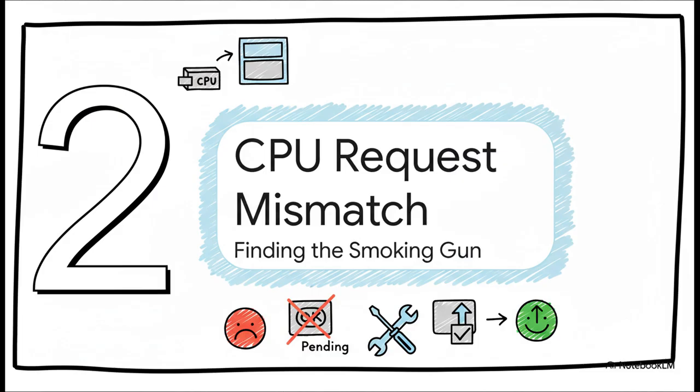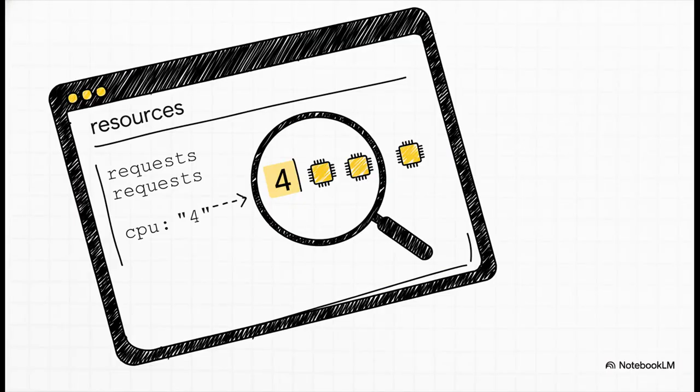This whole thing boils down to a classic mismatch between what our pod wants and what our cluster can actually give. So where is this big request even coming from? Well, if we pop open our pod's YAML file and look for the resources block, we find the culprit. Right there, under requests, it's asking for a CPU value of 4.